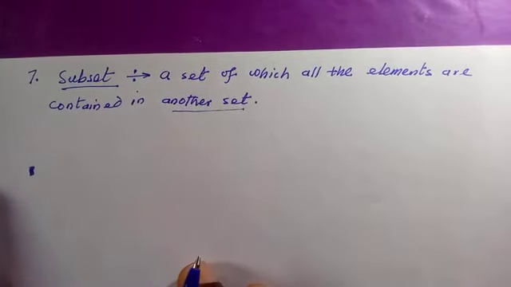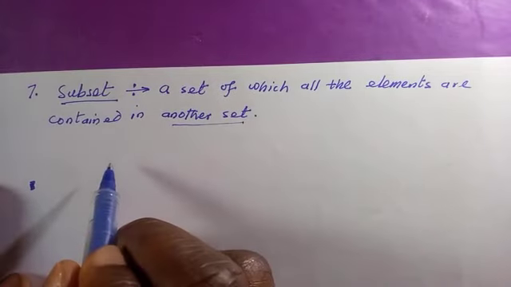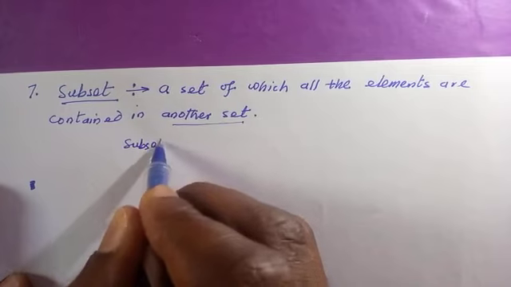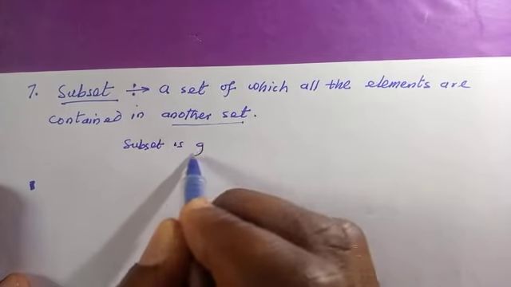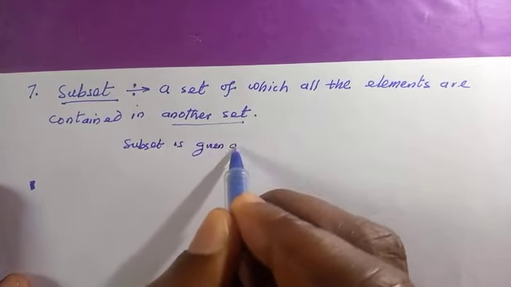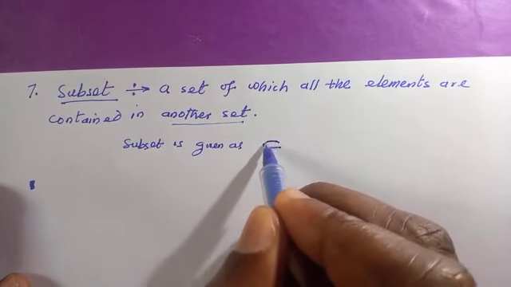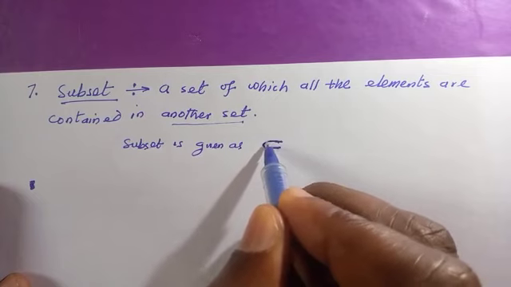A set of which all the elements are contained in another set is called a subset. So just like sub, that is under. So under the set that we are going to be given, a bigger set, we are now going to be taking some sets from that set. As in, we'll be taking out some sets in a bigger set. That is what I mean by the word subset.